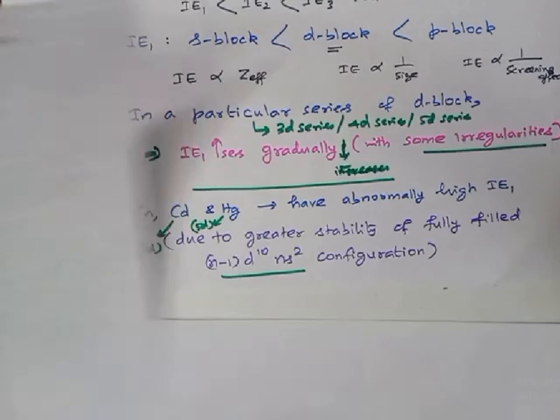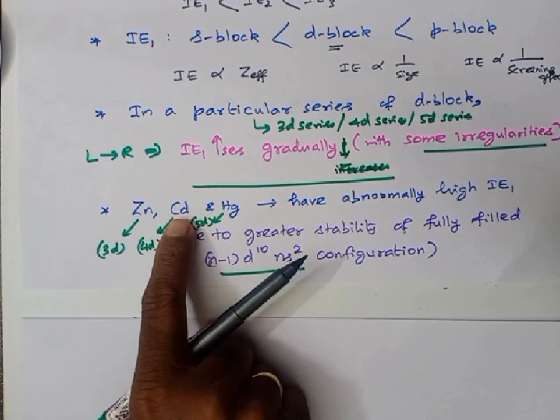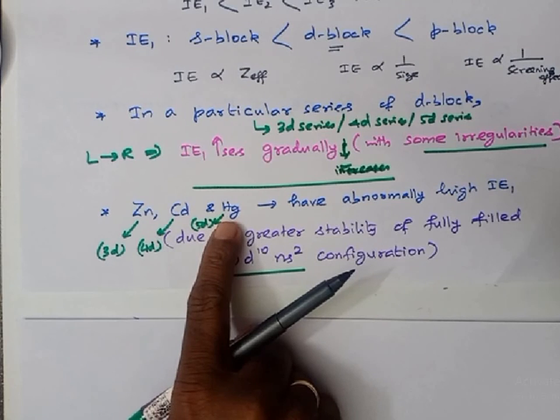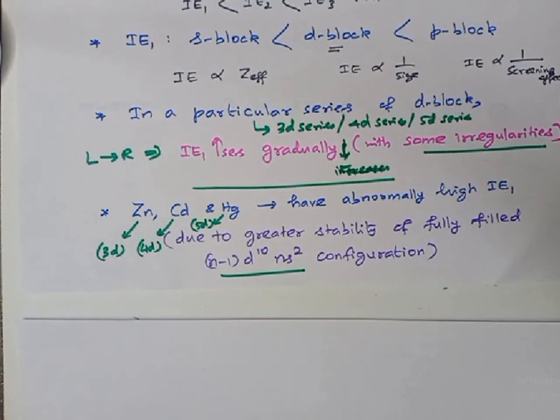In a similar manner, in 4D series, cadmium has the highest ionization energy because the electronic configuration is 4d10 5s2, fully filled. Mercury 5d10 6s2, fully filled. So due to fully filled configuration, the first ionization energy of these metals is very, very high, abnormally high.